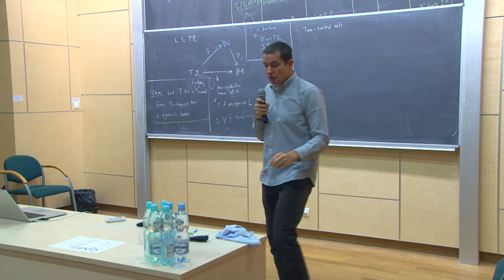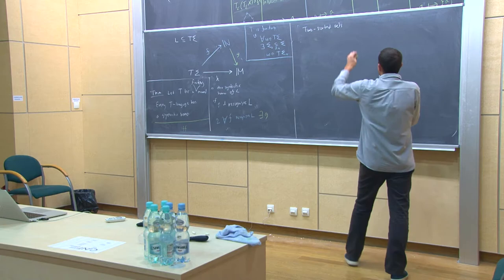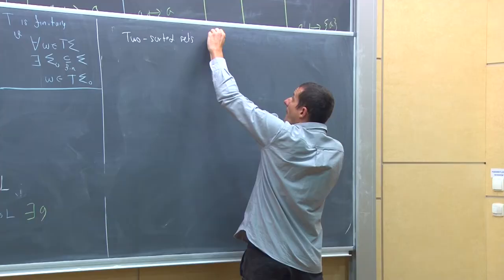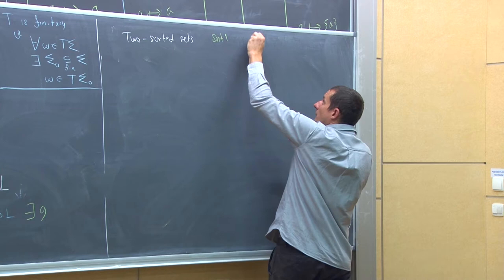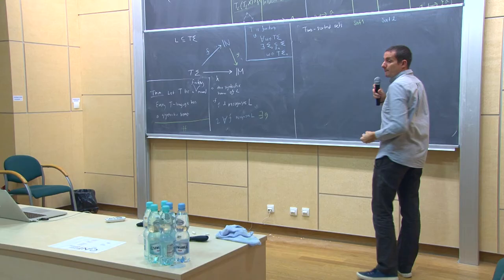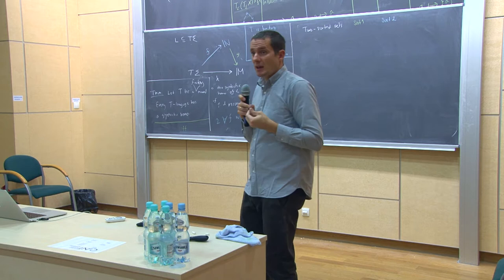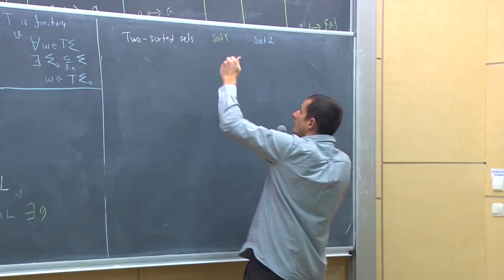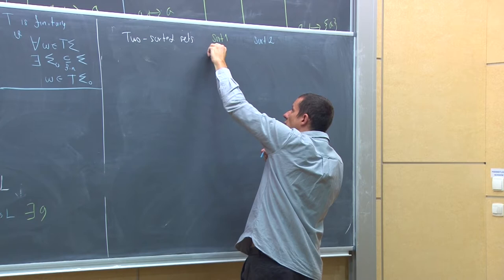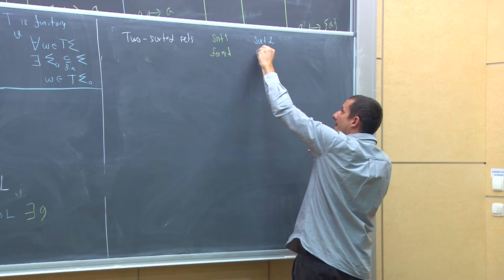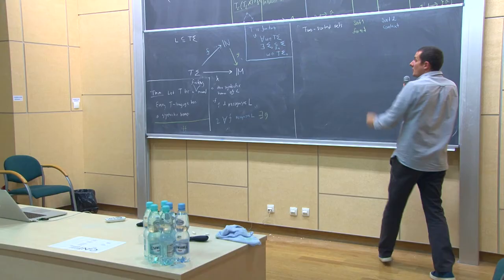So a two-sorted set is a set such that every element has sort 1 or sort 2. Okay? And to make things a bit more intuitive, the sorts will even have names. The first sort will be called forest. And the second sort will be called context. So these are two sort names, okay?